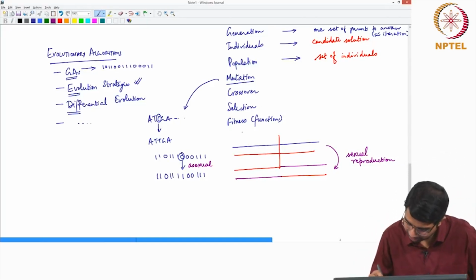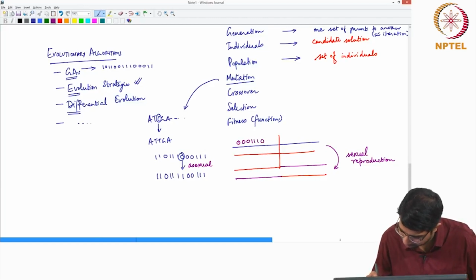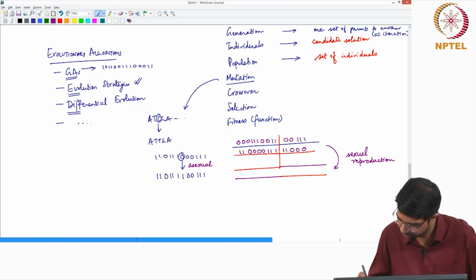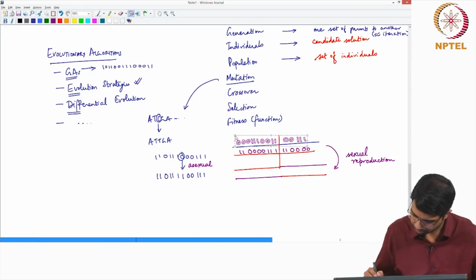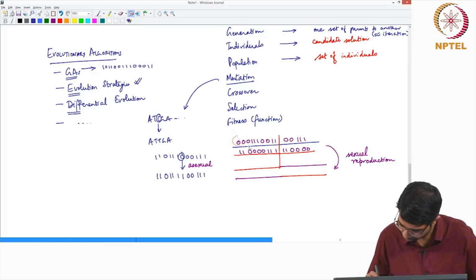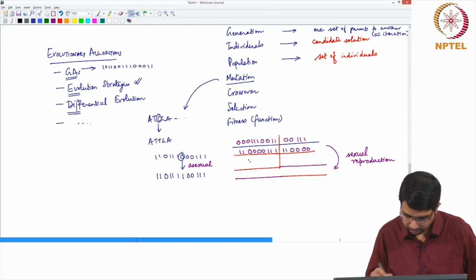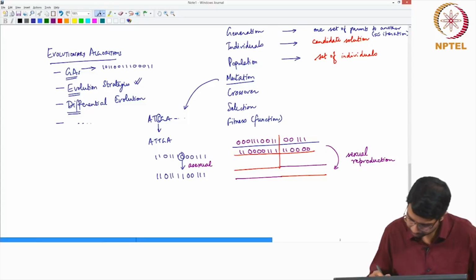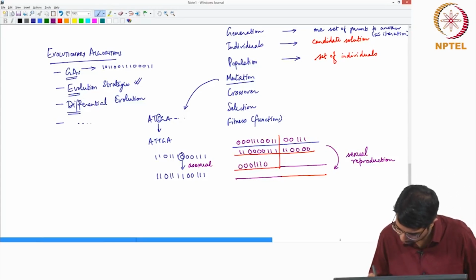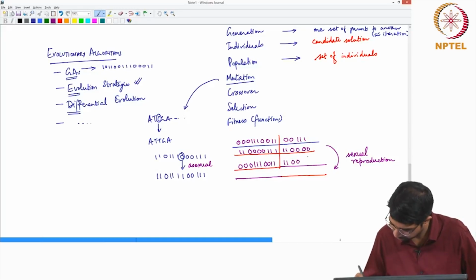Okay. So, what does crossover mean? So, you have 0 0 0 1 1 1 0 0 1 1 0 0 1 1 1 and 1 1 0 0 0 0 1 1 1 1 1 0 0 0 0. So, this will now become 0 0 0 1 1 1 0 0 1 1 1 1 0 0.